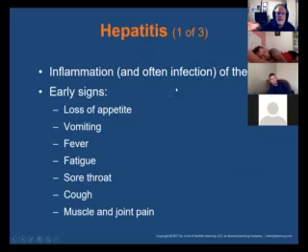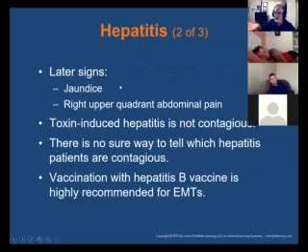Hepatitis, that infectious process of the liver. Early signs: loss of appetite, vomiting, fever, fatigue, sore throat, cough, muscle and joint pain. And then you start to get jaundice. Their skin gets a yellowish appearance to it, and their sclera, the whites of their eyes, start to get yellow.